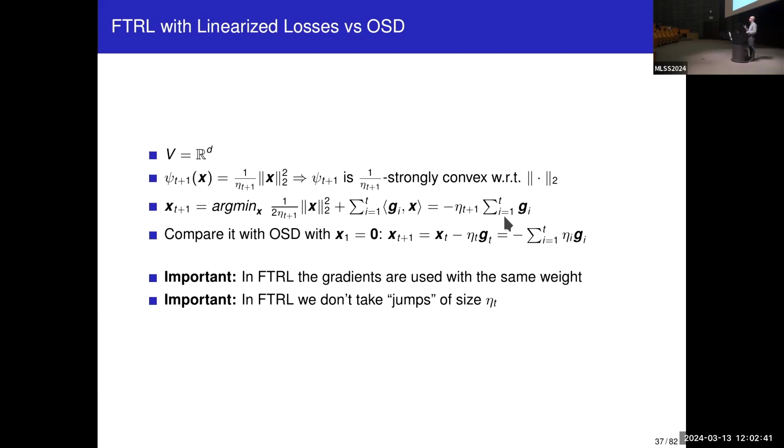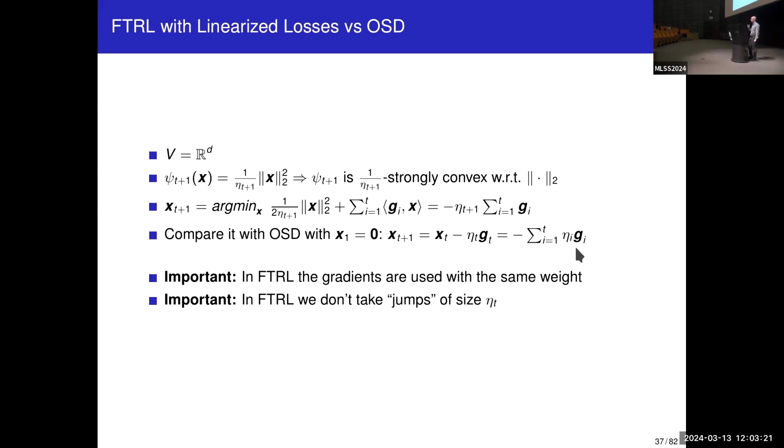Now, let me compare to what online subgradient descent would do. Online subgradient descent, let's say that we start from 0, and again, there is no projection because there is no feasible set. So in each round, we do x_t minus learning rate times g_t. Let me unroll this thing till the beginning, where the beginning was 0. We get minus the sum of the subgradients, each one of them multiplied by the learning rate. So look at these two algorithms. They're very, very similar. If the learning rate is constant, they're actually the same. They would be exactly the same algorithm. But if the learning rate is not constant, these two algorithms behave differently.